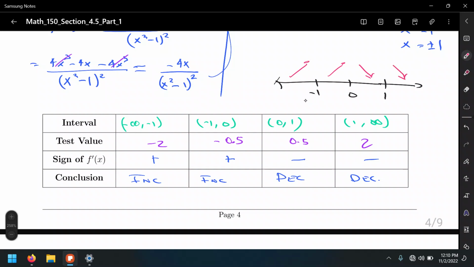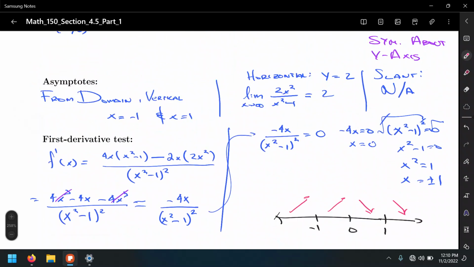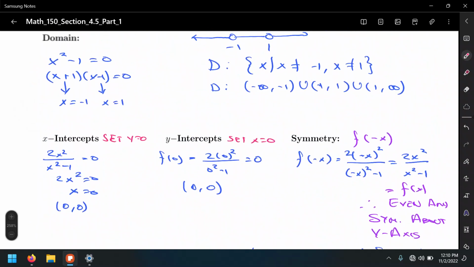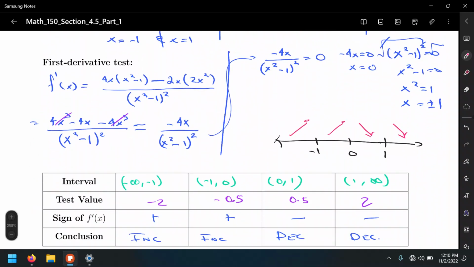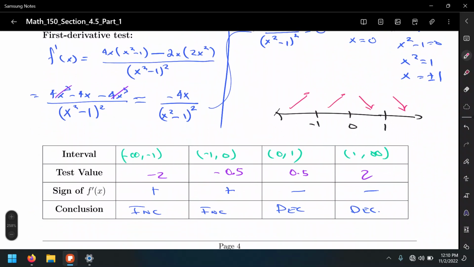Well, is -1 going to be a max or a min or nothing? What is that going to be? It's nothing actually, and in fact -1 is one of the vertical asymptotes. It's one of the numbers excluded from the domain. So even if it were increasing then decreasing, or decreasing then increasing, that critical value is actually not in the domain of the function. That's the vertical asymptote. However, around 0 it goes increasing and then decreasing, that means we have a relative maximum.